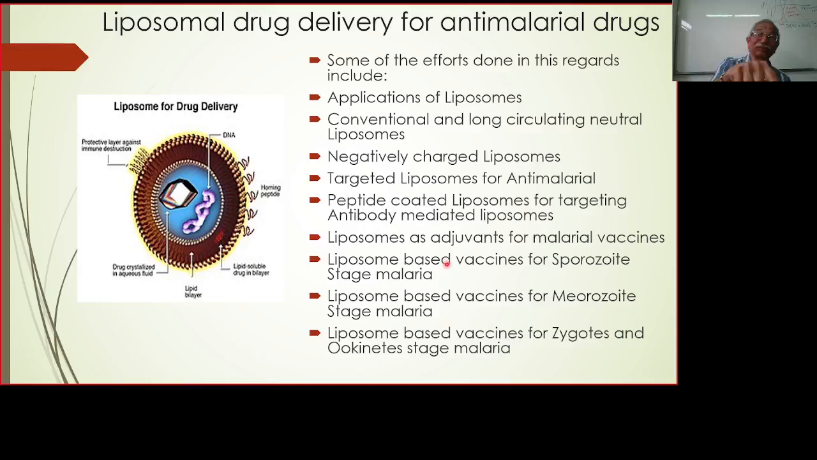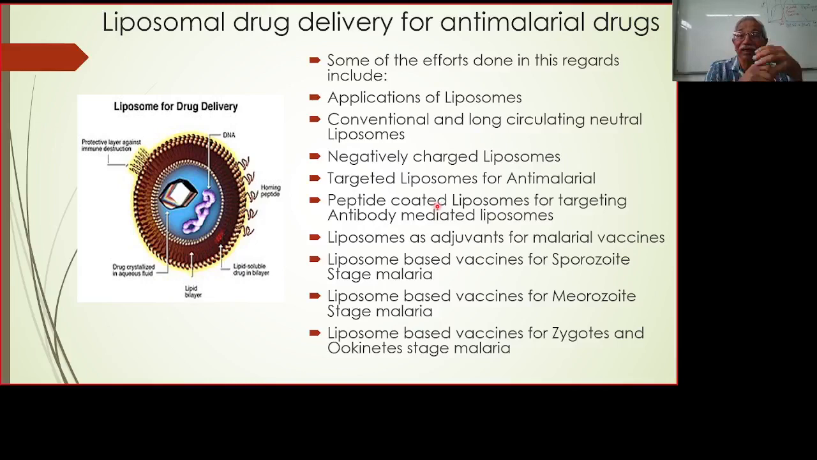Liposome based vaccines are for sporozoites, Stega malaria. The parasites can form spores in the body and remain there. So this type of vaccine can target only the spores and kill them. There are different types of malaria, and different plasmodium classes. Then there are zygote and ookinete stage malaria, so liposome based vaccines for those. Liposomal is very popular in antimalarial drugs, and a lot of things are going on.